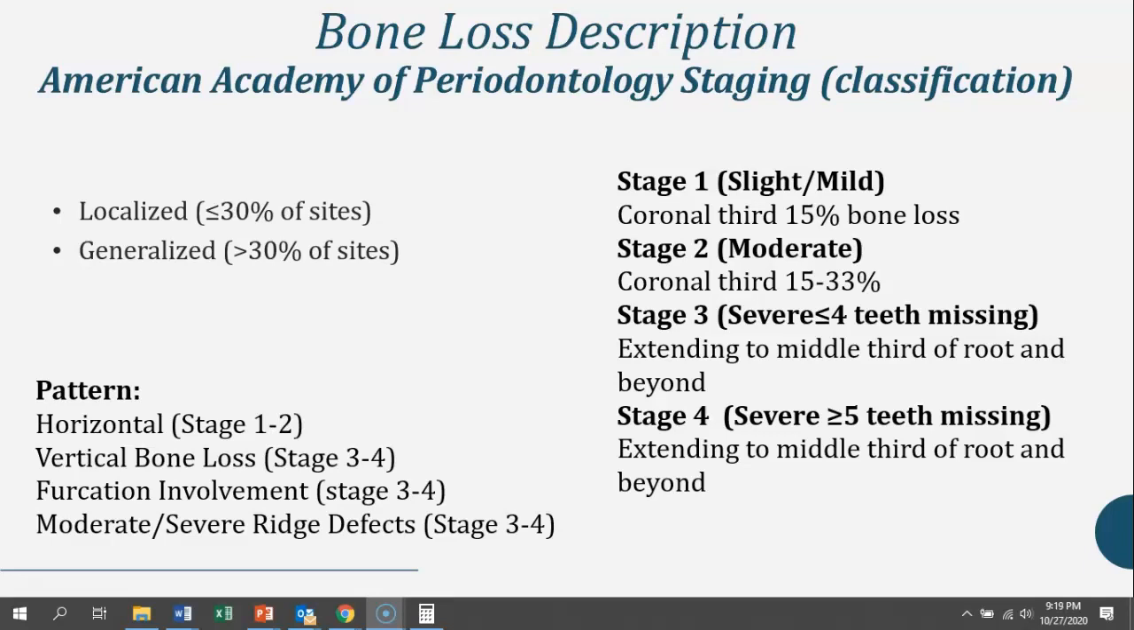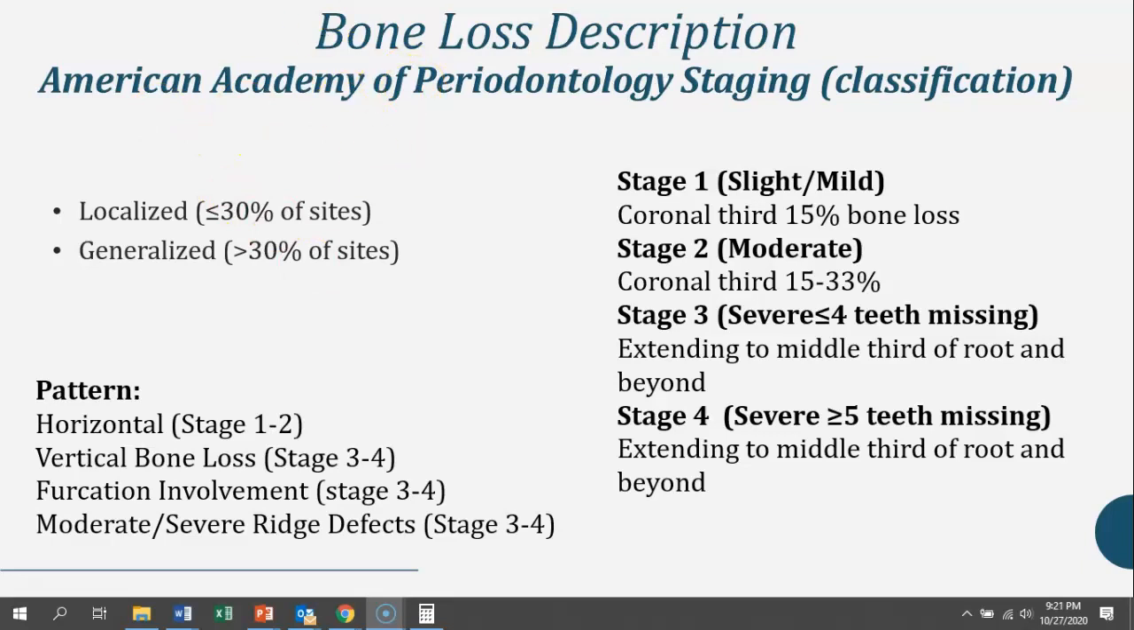That would be localized. Generalized would be greater than 30% of sites. So if they had all their wisdom teeth taken out and had 28 teeth in their mouth, they could not have any more than 8 teeth with some kind of periodontal involvement, or else they would be termed generalized. If they had 28 teeth and 7 teeth with some kind of periodontal bone loss, you could call it localized. If it was more than 8 teeth, you'd have to call it generalized.